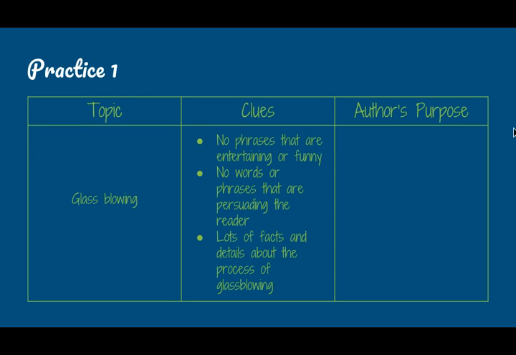Now, some of the clues we see are that there are no phrases that are entertaining or funny. There are no words or phrases that are persuading the reader. They're not trying to convince us of anything. And we also see lots of facts and details about the process of glass blowing. So when we put all of that together, we see that the author's purpose is to inform. The author is trying to teach us about glass blowing.